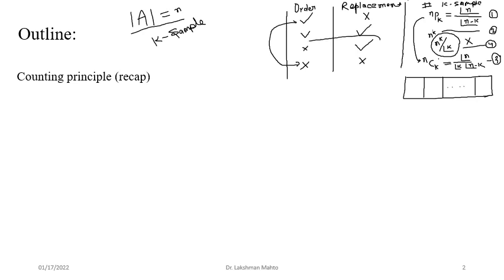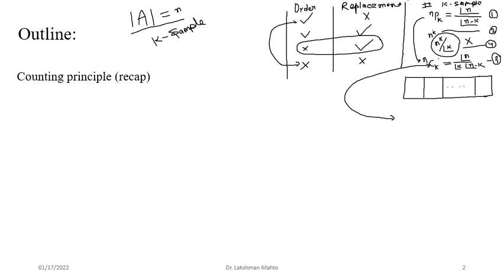The most important part is this one and this one, how we can understand this. And apart from that, there is one more important thing: how we can generalize this to the multinomial situation. Those two things we will discuss in detail here, and after all we will start conditional probability.